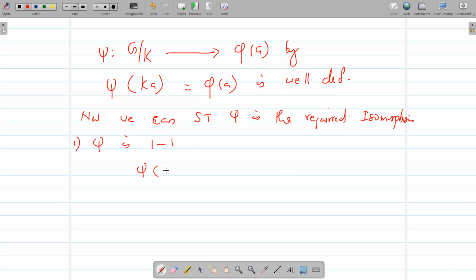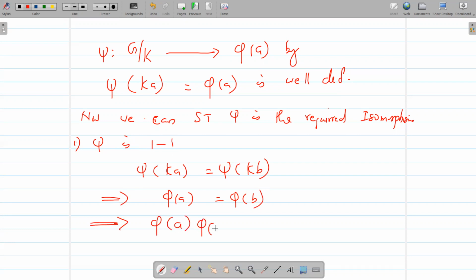Suppose psi of Ka equals psi of Kb. This implies phi of a is equal to phi of b. Operate both sides with the inverse of phi of b. This implies phi of a, phi of b inverse is equal to phi of b, phi of b inverse. This is actually the exact reverse of the well-defined process, to show that psi is one-one.